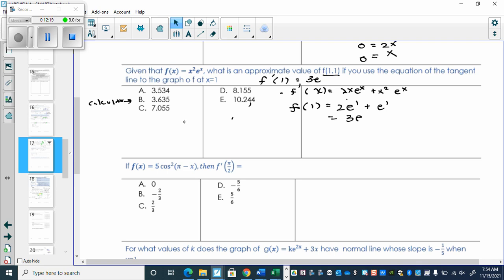So we can get this. We're looking for a y value. We're going to use a tangent. We're going to use this information to approximate this. So you're going to see me do this. So we're looking for y minus y1 equals m times x minus x1.